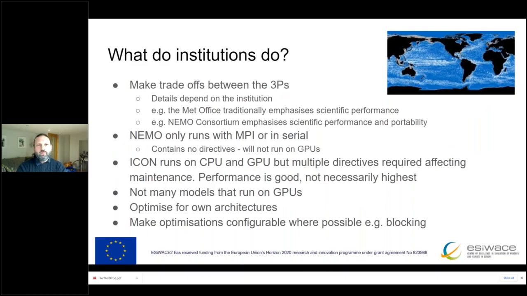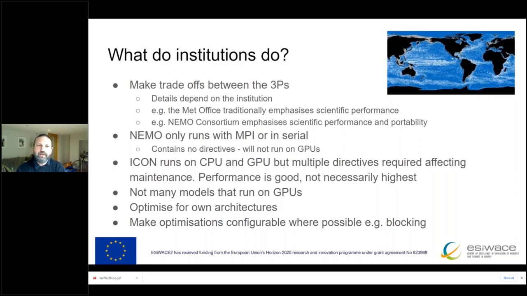So what do institutions do at the moment? You've heard a little bit about what ICON does. Well, like I said, they make trade-offs between these things. And in some ways, the details depend on the institution. I have to say, these conclusions are my personal view. There are people here from ICON, people from the Met Office who may disagree with them, and feel free to write something in Slack or whatever, just to tell people if it's not quite true.